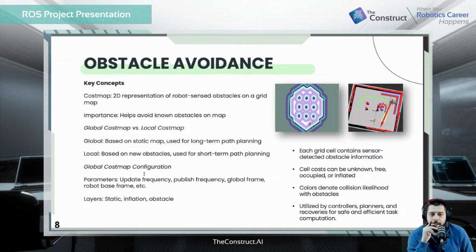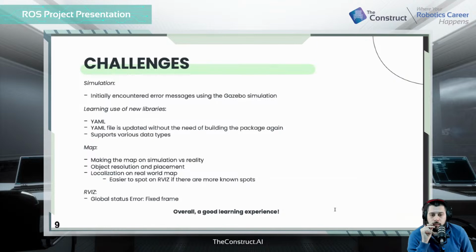And so the configuration parameters here are update frequency, publish frequency, global frame, and the robot base. And the layers are static, inflation, and obstacle, which we had to define in the controller configuration file. So each grid cell contains sensor detected obstacle information. Cell cost can be unknown, free, occupied, or inflated, and colors denote collision likelihood with obstacles. As you can see, when it's closer to them, it's red. And so it's utilized by the controller, planner, and recoveries for safe and efficient task completion.